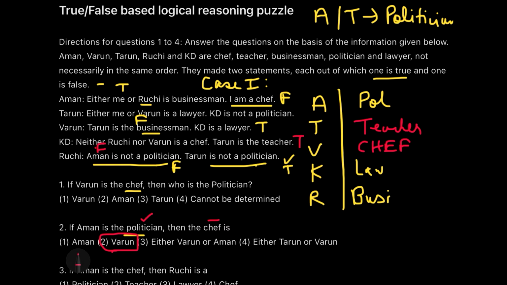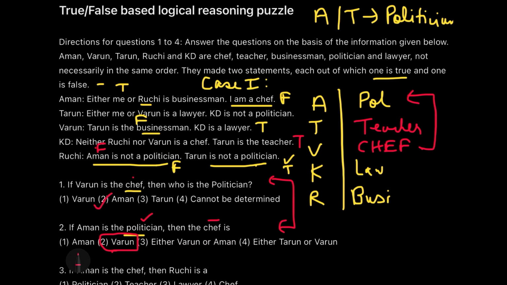Now, let's see if I can use this case number 1 for question number 1 also. If Varun is the chef, as mentioned, who is the politician? Just the reverse question, if you people observe. If Varun is the chef, then who's the politician? Politician will be Aman. So Aman will be the answer for the first question.